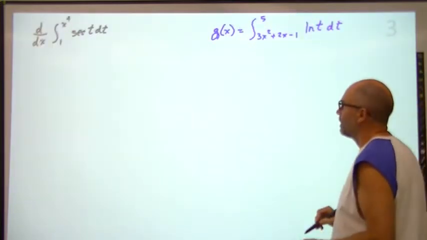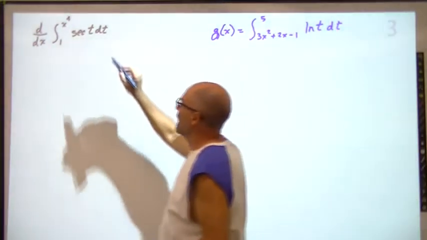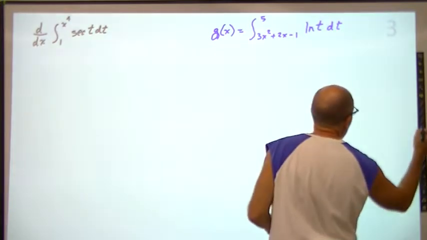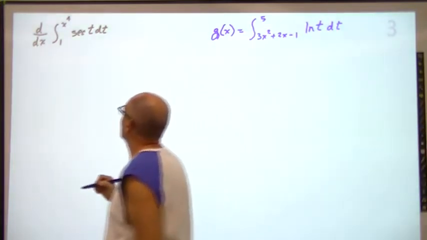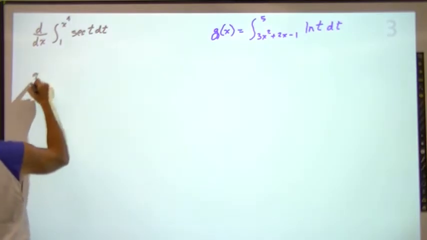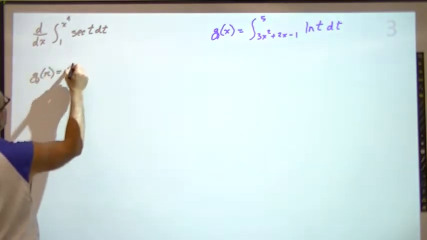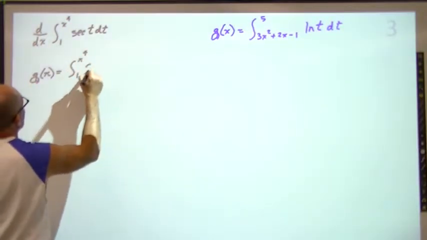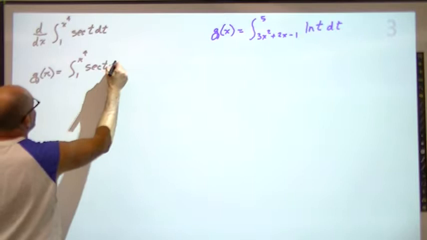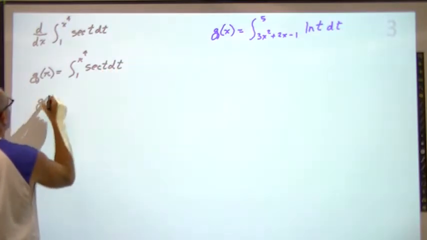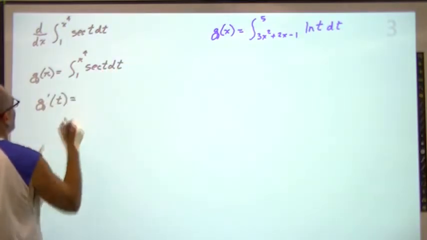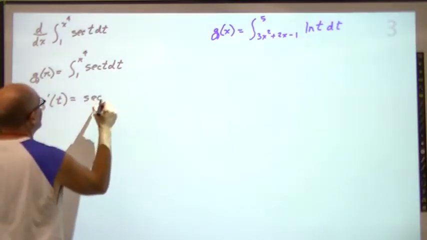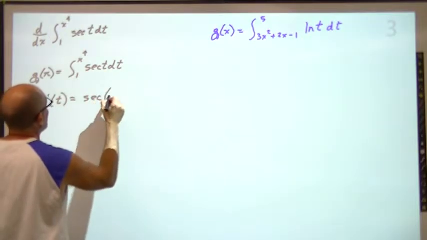Okay, now, here's another notation for doing the same thing we were just doing. I could rewrite this and say g of x equals the integral from 1 to x to the 4th of secant t dt. And then say find g prime of x. And that's going to equal secant. Now I'm going to put my x to the 4th in there for t.